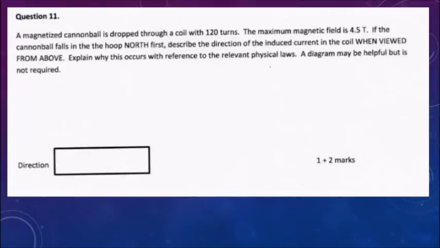So we've got a cannonball that's falling, and it is falling north first, into a loop. Now, that's a terrible loop. Imagine this is the front of the loop here, and this is the back of the loop here. Now, when it's falling in, what's happening is that the flux is increasing in this direction. What that means is that the flux from the induced current is going to be resisting it by coming up in this direction inside the loop. Now, if you think about that, that means it's going to be going down the outside of the loop and up the inside like that.